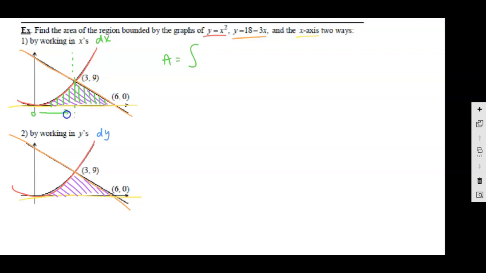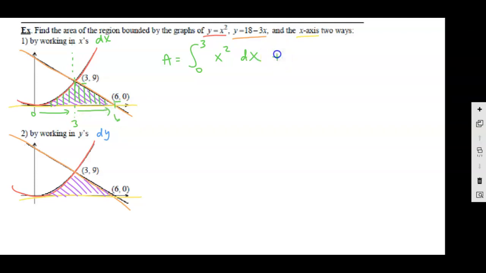That's at 3. So we'll integrate from 0 to 3, and in that case, red is on top. So that's going to be x squared minus, and then the yellow was on the bottom, so that's just 0. By the way, do you need to write minus 0? No, right? You don't need to write minus 0. So I'm just going to have just the red one. So we're integrating x squared. That's going to give us the area bounded by the red and the x-axis.